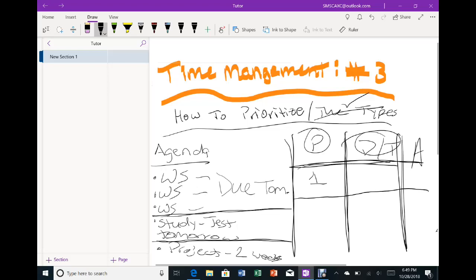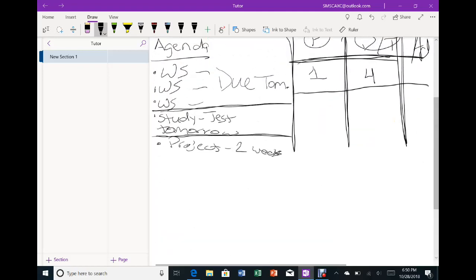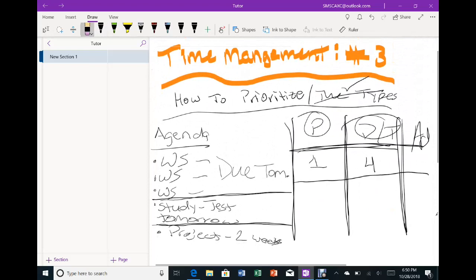Alright, so difficulty and time, you're looking at, let's give these a 4 out of 10. Yeah, these are 4. So then that average, well, I guess not really average, more of adding the numbers up, is going to be 5. Okay? So that's done. Study, test tomorrow.